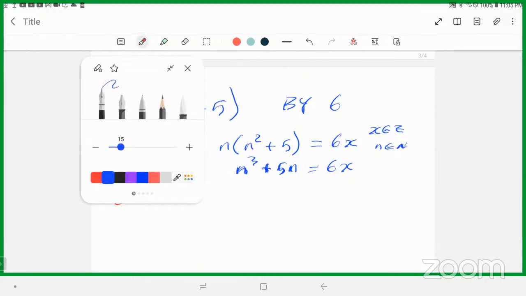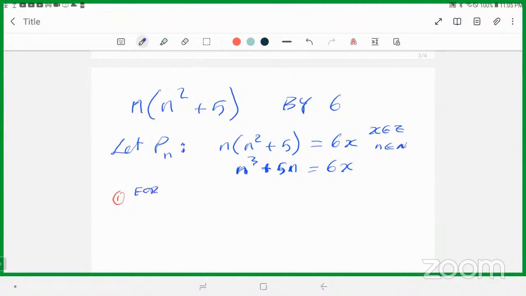For n equals 1, plug the 1 in there. You're going to get 1 cubed plus 5 times 1, which is actually equal to 6 times 1. So P1 is true because it's equal to 6. This will always be equal to 6 times some integer. The integer is 1 this time. So P1 is true.